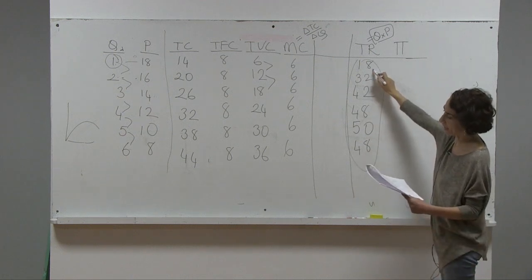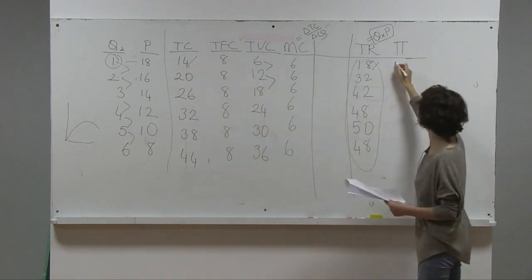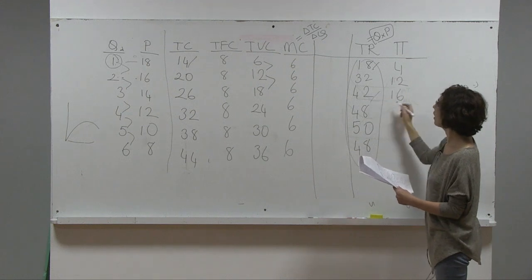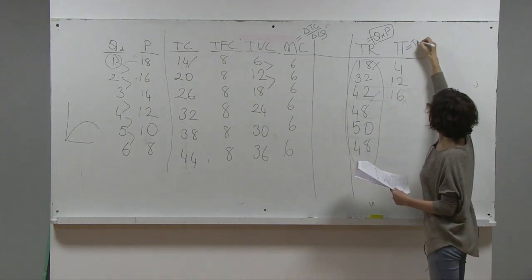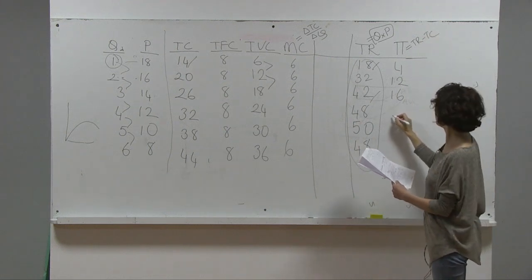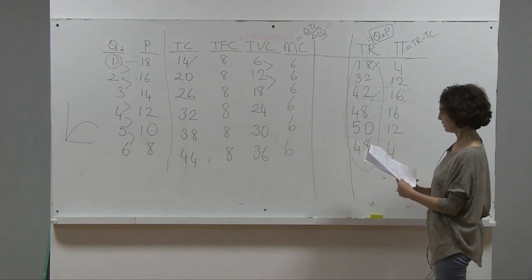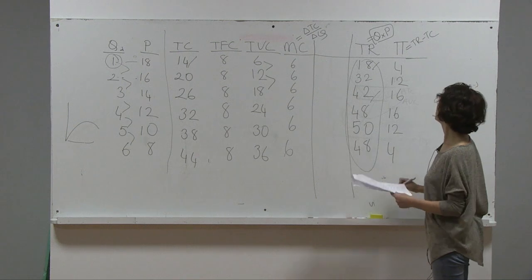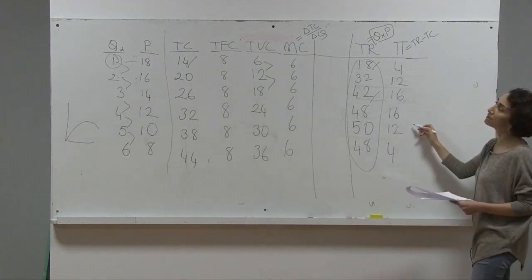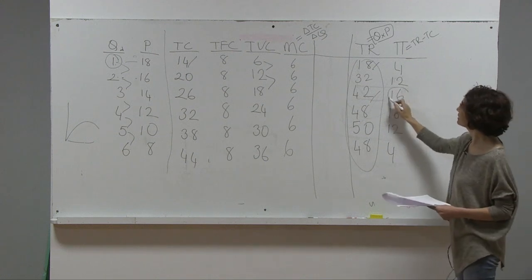Total revenue is 18, total cost is 14. So the difference is 4. 12, 16. I'm subtracting total cost from total revenue. Okay, now. So when you look at these numbers, right? Profit is maximized in this example.